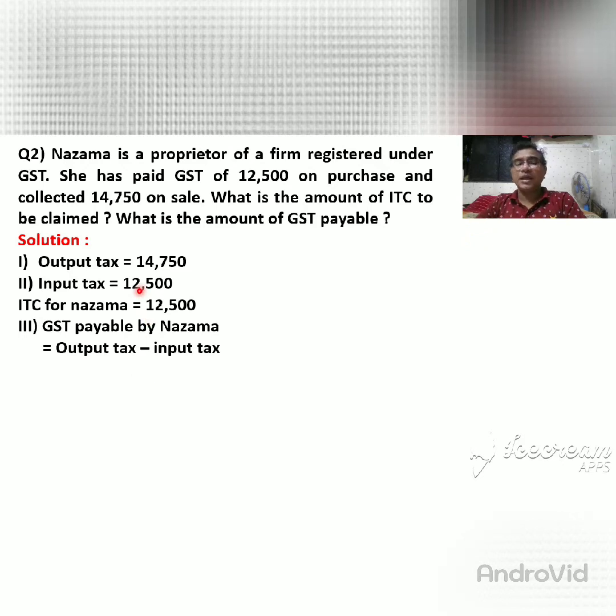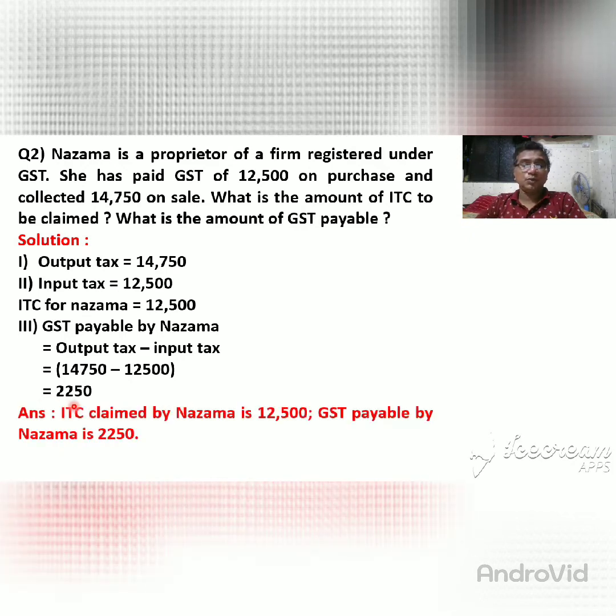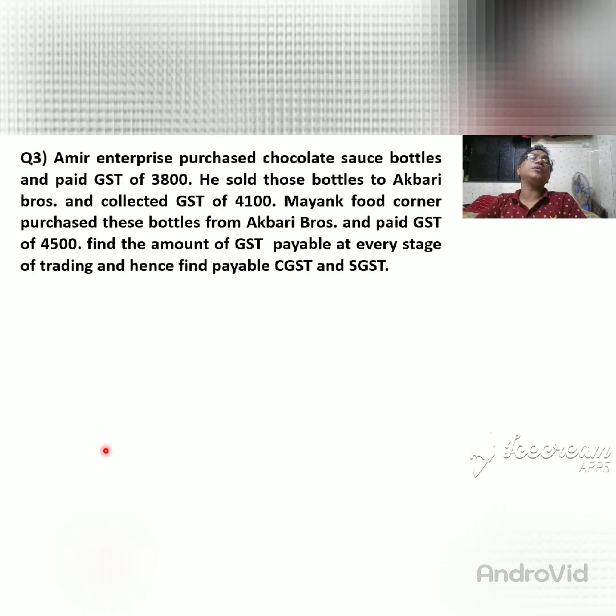What is the input tax? Input tax is 12,500. Subtract this from the output tax of 14,750, and you get 2,250 rupees. So the income tax claimed by Najma is 12,500, and the GST payable by Najma is 2,250. Any doubts? Then problem number 3.